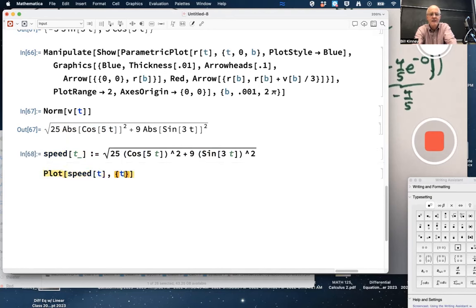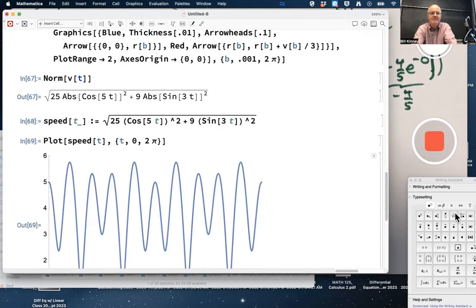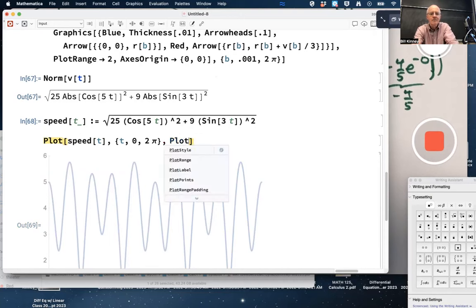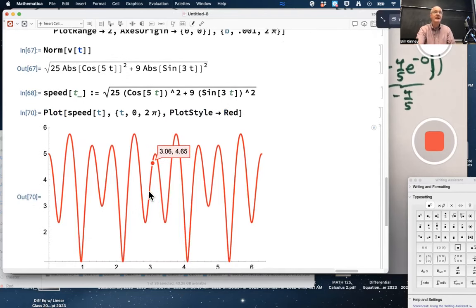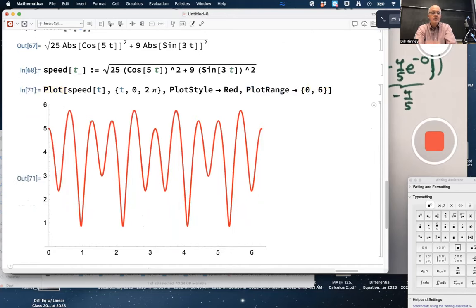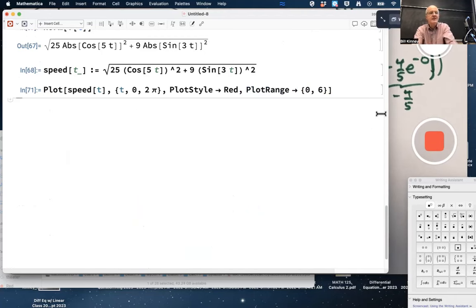Make an ordinary plot of the speed from 0 to 2 pi. It's variable in kind of a wild way. You're speeding up, slowing down, speeding up, slowing down, speeding up, slowing down. But the principle still holds that the integral of the speed is the distance traveled. So I could try integrating this to find the distance traveled along that Lissajous curve.